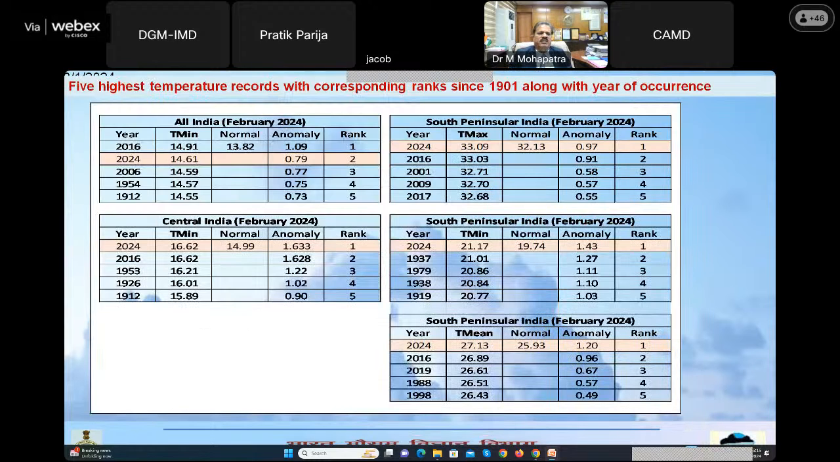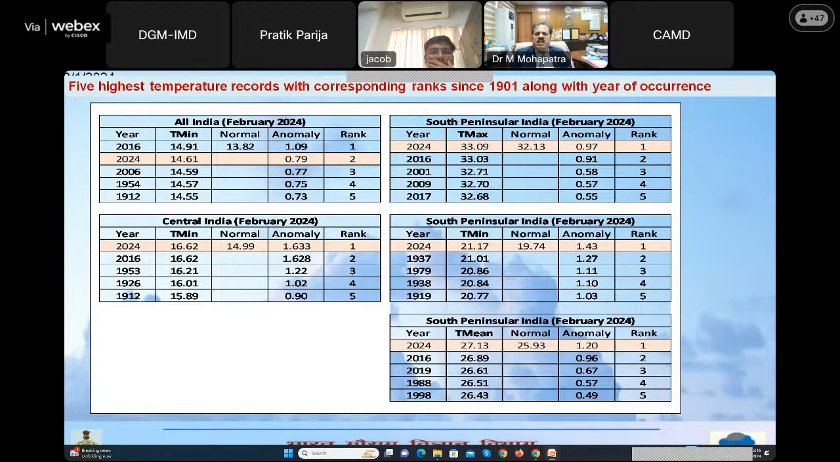Now let us look at the five highest temperature records with corresponding ranks since 1901. If I look at all India February minimum temperatures, I find 2024 had the second rank with an anomaly of 0.79 degrees Celsius, and the actual value is 14.61 degrees Celsius. Similarly, for central India minimum temperature, it was ranking 1 with a temperature of 16.62 and an anomaly of 1.63 degrees Celsius.